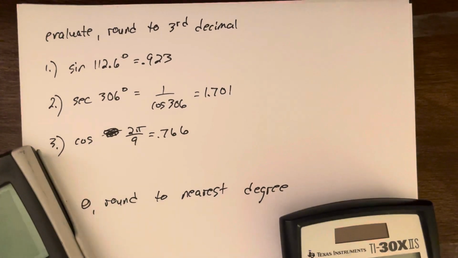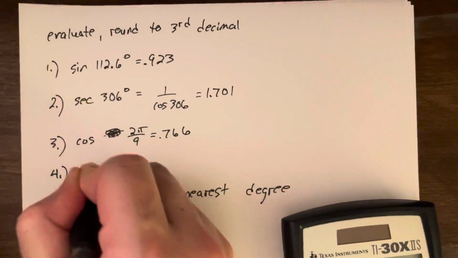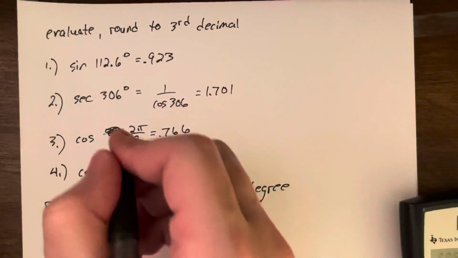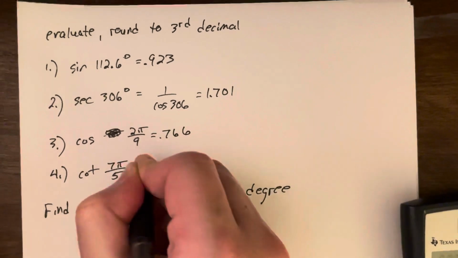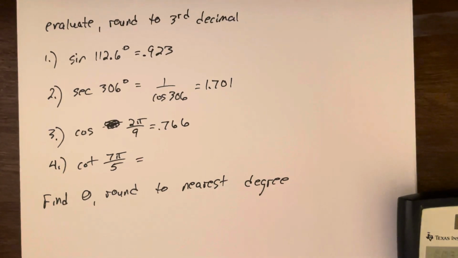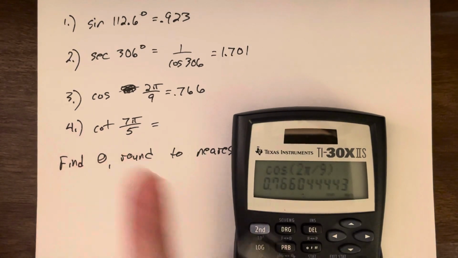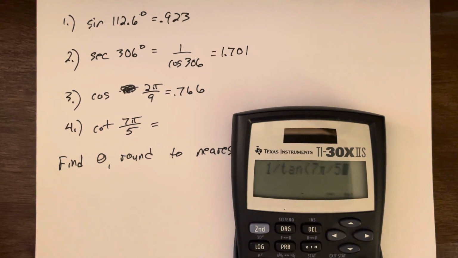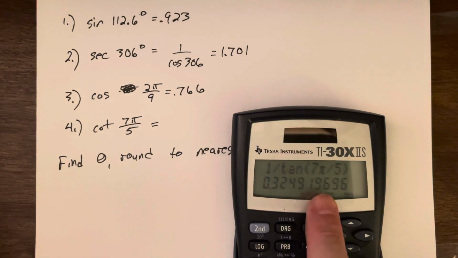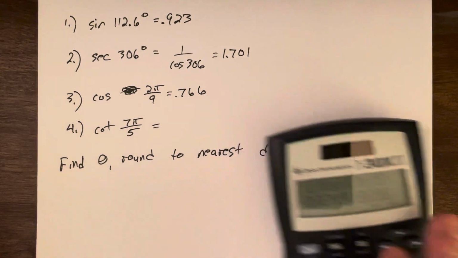Okay, last one here, number 4. How about cotangent of 7 pi over 5. This one's already in radian mode, so I'll just use this one. But it's cotangent, so I'm going to have to enter 1 divided by tangent 7 pi divided by 5. And here, now we finally get to round up. 0.3249 rounds up to 0.325.